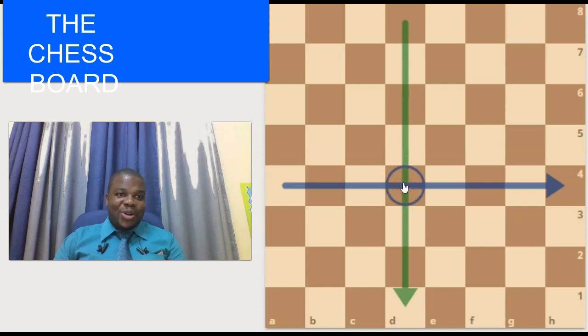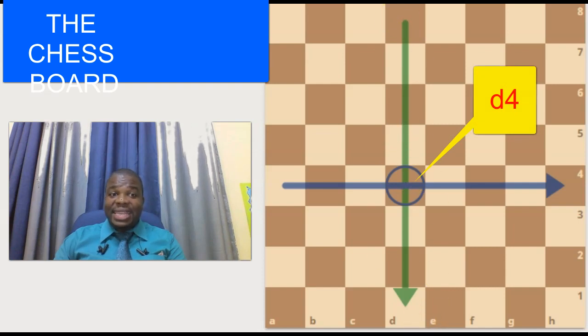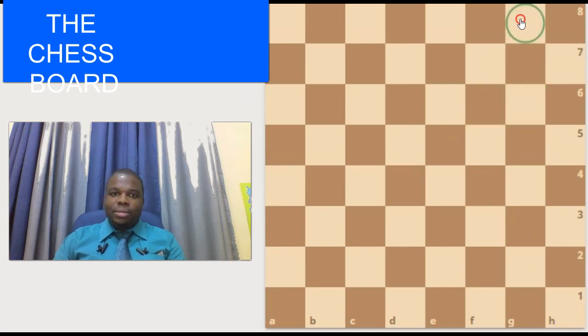Now, the name of the square is the name of the file plus the name of the rank. So this square is called D4 because it's on the D file and it's on the 4th rank. Alright, let's go again. So let's draw a line on the G file.